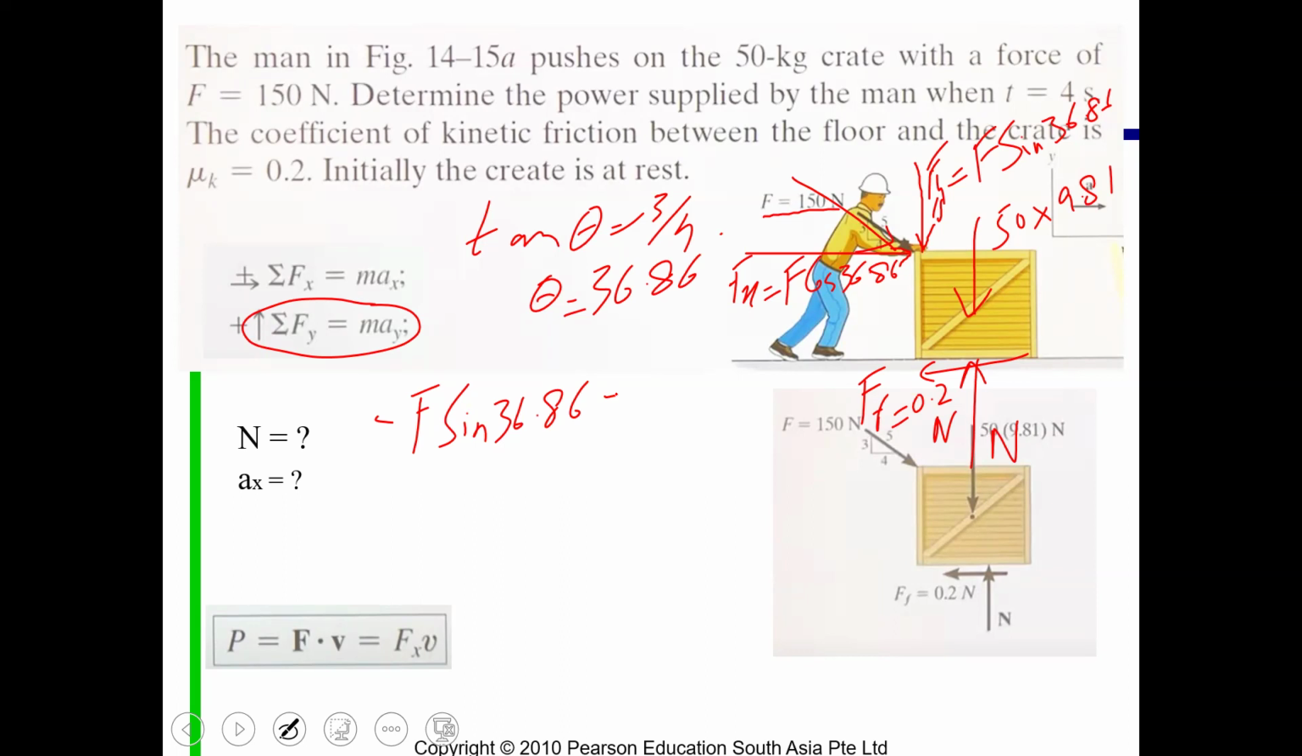Can anyone check? 50 into 9.81 is what? 490.5. This is the weight. And then plus normal, equal to. Do you have any acceleration in the y-axis? Is the crate moving in the y-axis or the x-axis? X-axis, so there is no movement in Y, no acceleration in Y, which means this is equal to 0.